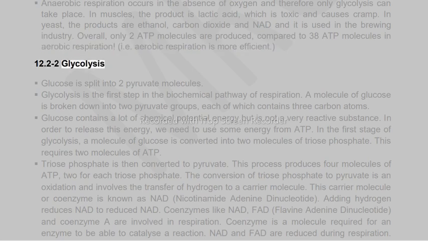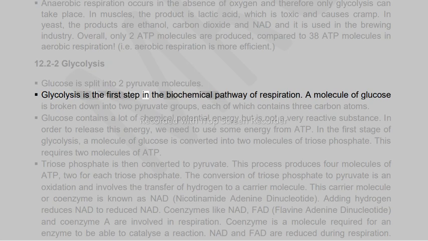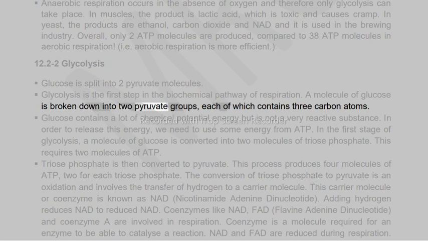12.2 Glycolysis. Glucose is split into two pyruvate molecules. Glycolysis is the first step in the biochemical pathway of respiration. A molecule of glucose is broken down into two pyruvate groups, each of which contains 3 carbon atoms.